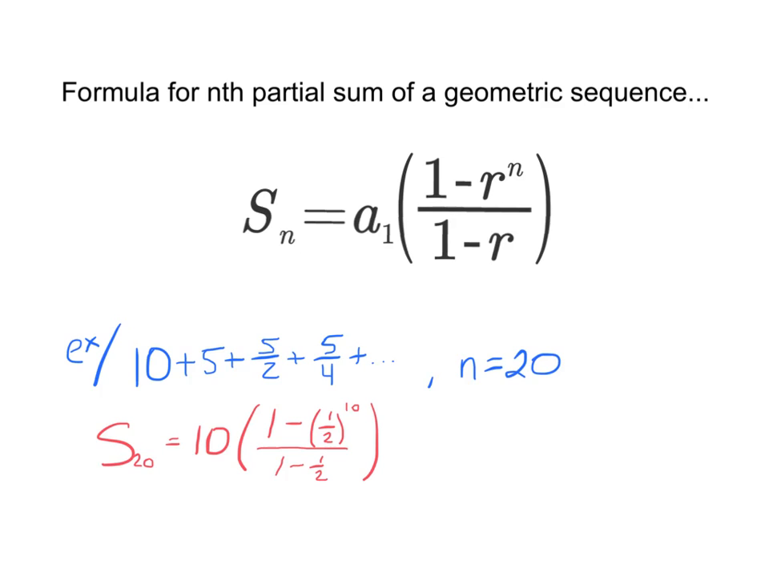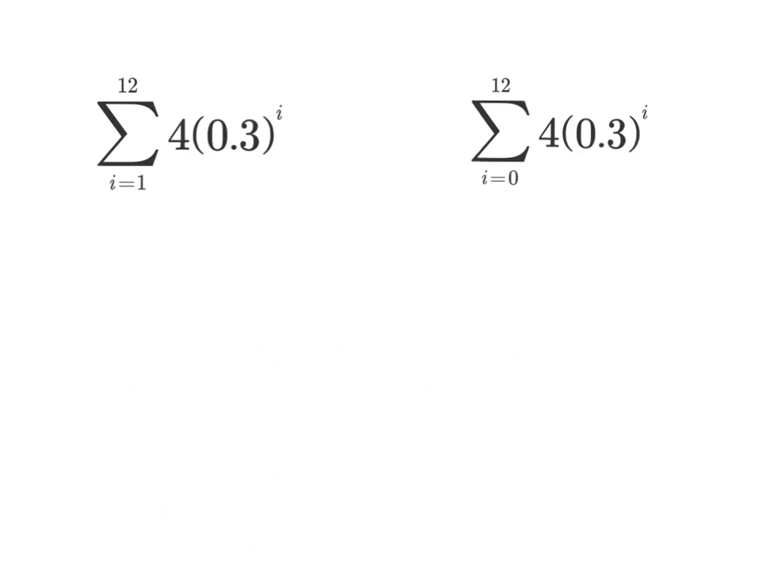And now some of these we can do by hand, but I am going to use my calculator for this. And I get 5115 over 256. So if we added the first 10 terms of this sequence, this is the sum. Now there's one thing that we have to be very careful with. I'm going to show you with these two examples here.